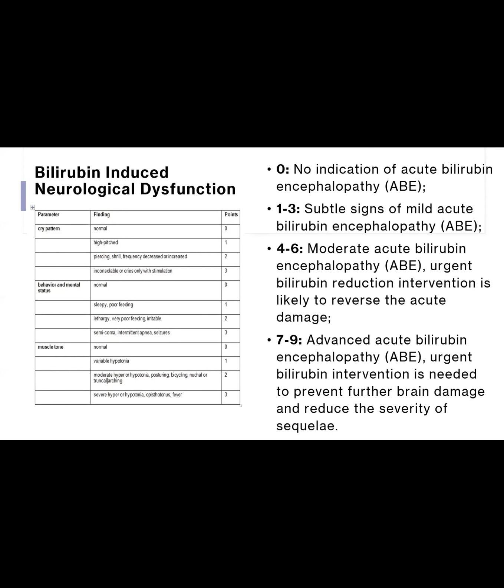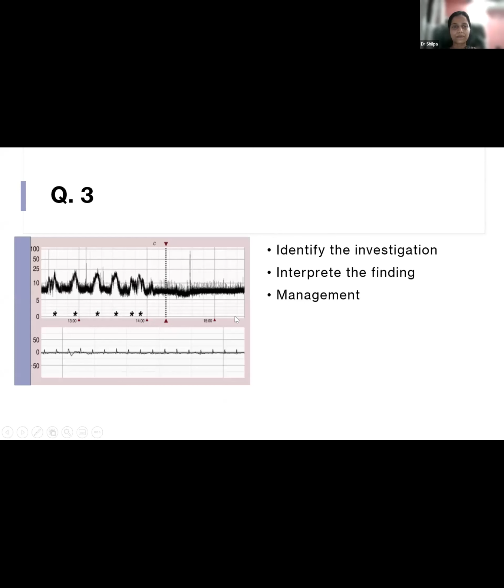So these are the different components. The cry pattern, behavior and mental status, and the muscle tone are checked. If the score is 1 to 3, then you know that there are subtle signs of mild encephalopathy, but you can continue with the intensive phototherapy. 4 to 6 means you have to intervene and bilirubin has to be lowered as early as possible, and 7 to 9 is advanced acute bilirubin encephalopathy and will lead to some damage if you don't intervene early. So that is the BIND score.